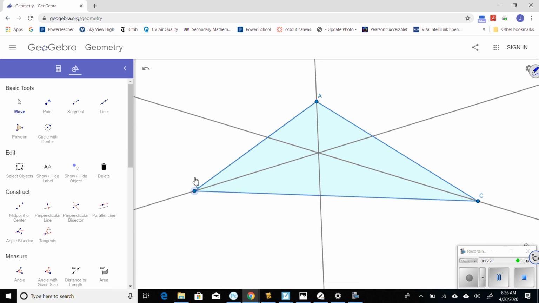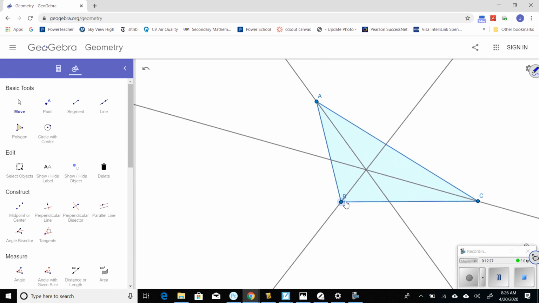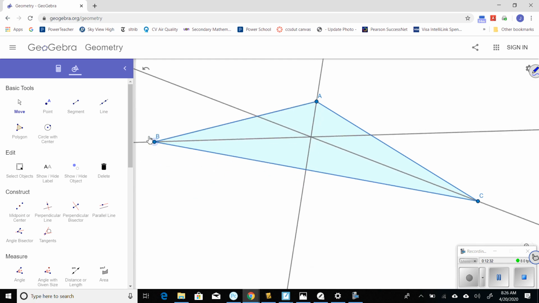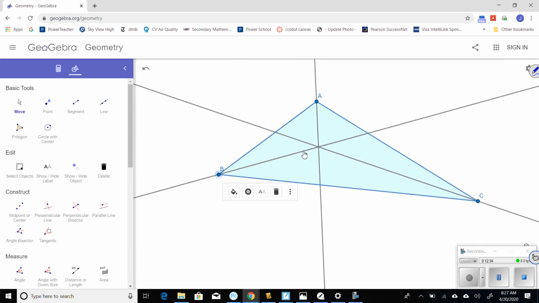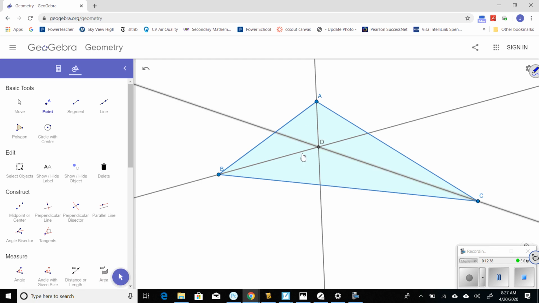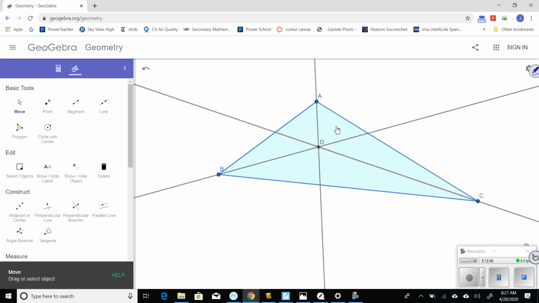It doesn't matter what I do with it. I can make it an acute, or that looks like it's about a right triangle there, or you can make it an obtuse triangle. They're always concurrent. Something else to notice is, remember with the circumcenter, sometimes the circumcenter was outside the triangle or on the right triangle, on the hypotenuse.